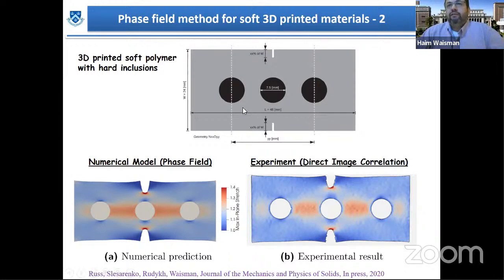We have basically 3D printed a polymer, and these are harder inclusions of the polymer. This 3D printed material is treated as a hyperelastic material. In this case, for example, we calibrated the GC and the Neo-Hookean model to the material that was used for the 3D printing. On the left side, you see what happens if we use the phase field method. On the right side, this is DIC, digital image correlation, that matches these two results.